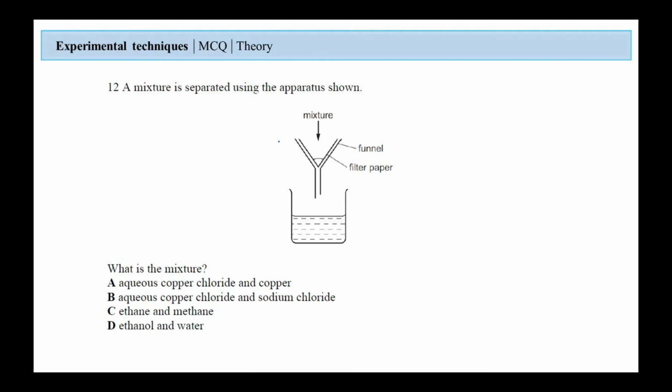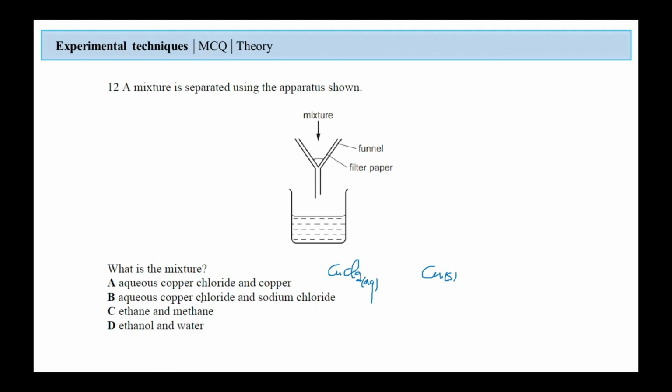Actually, we said in the course that filtration is used to separate between a solid and a liquid, which means after separation, we will be having the filtrate, which is the liquid, and the residue, which is the solid. So let's say this. Aqueous copper chloride and copper. So we know that copper, Cu, is a solid, but aqueous copper chloride, CuCl2, this is aqueous, which means it's dissolved in solution, it's liquid.